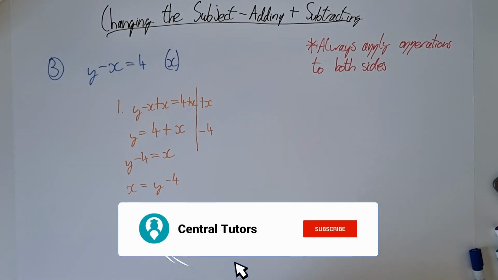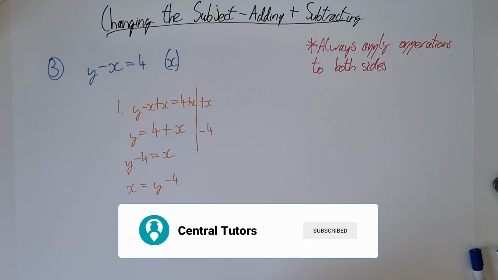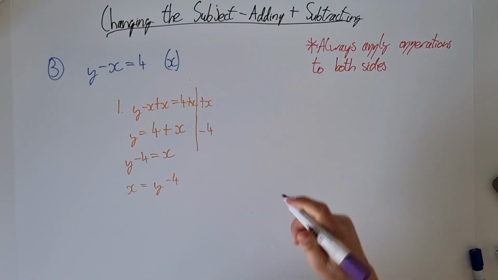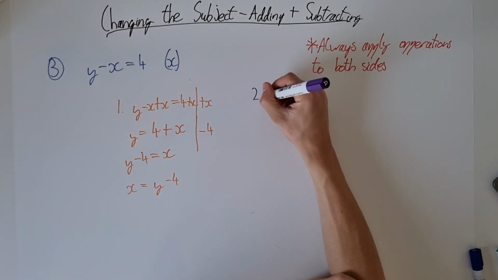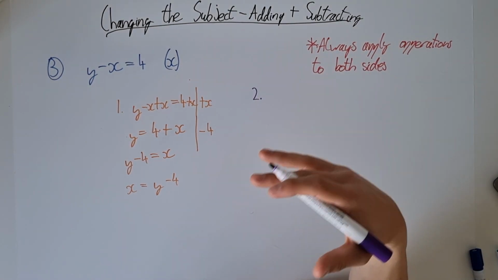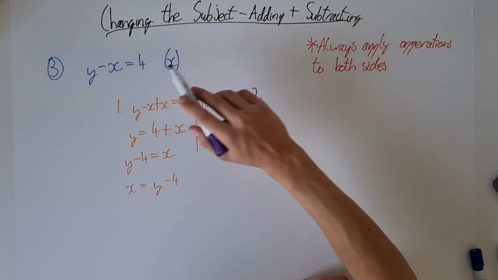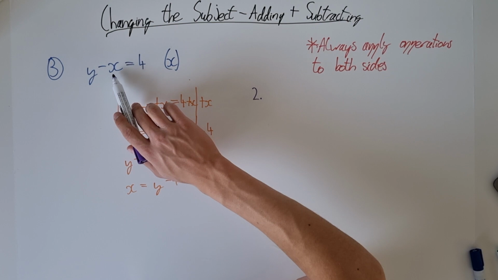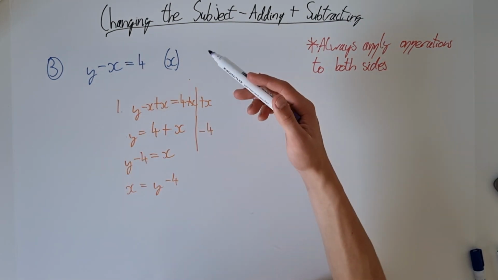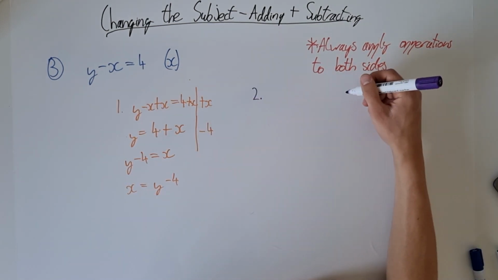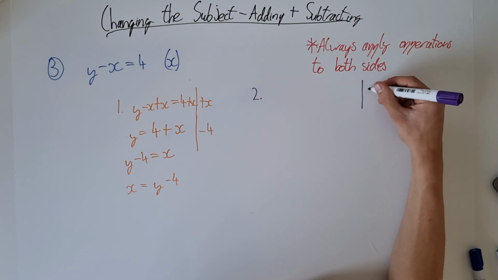And there we go. Now, the second way I like to do this, and perhaps more people like it this way, but you can decide which way makes more sense for you. So starting out with our equation, like so, we need x to be positive. So what we're going to do is multiply everything by minus 1.